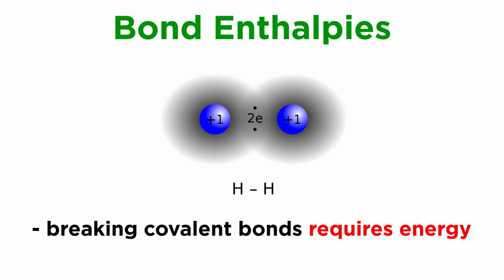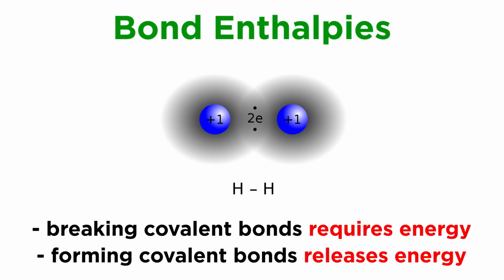With physical processes covered, let's now move on to chemical reactions. There are different ways to calculate the enthalpy change associated with a chemical reaction, so let's learn about them. First, we can look at bond enthalpies. Breaking covalent bonds requires energy, and the formation of covalent bonds releases energy, and the amount of energy will depend on the type of covalent bond.